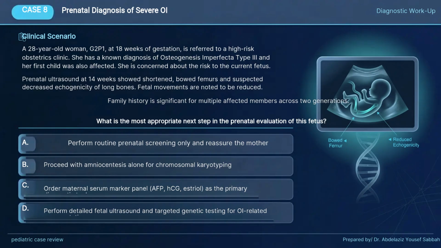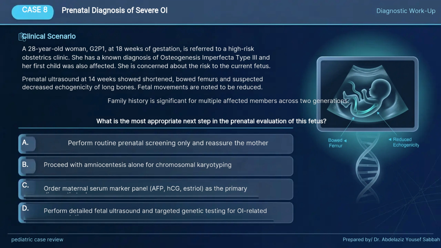Case 8. A 28-year-old woman, gravida 2 para 1, at 18 weeks of gestation, is referred to a high-risk obstetrics clinic. She has a known diagnosis of osteogenesis imperfecta type 3, and her first child was also affected. She is concerned about the risk to the current fetus. Prenatal ultrasound at 14 weeks showed shortened bowed femurs and suspected decreased echogenicity of long bones. Fetal movements are noted to be reduced. Family history is significant for multiple affected members across 2 generations.